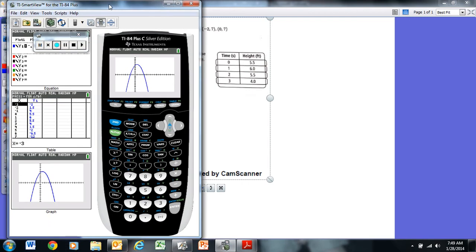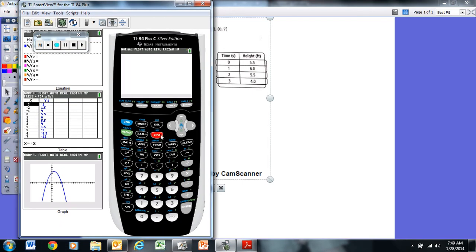So, in order to find a quadratic model, we go to Stat, Edit. I already have 0, 1, 2, 3 in my L1, and I have 5.5, 6, 5.5, and 4 in my L2. Those are these data points.